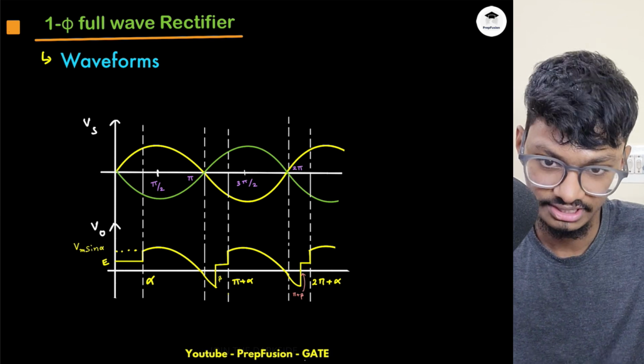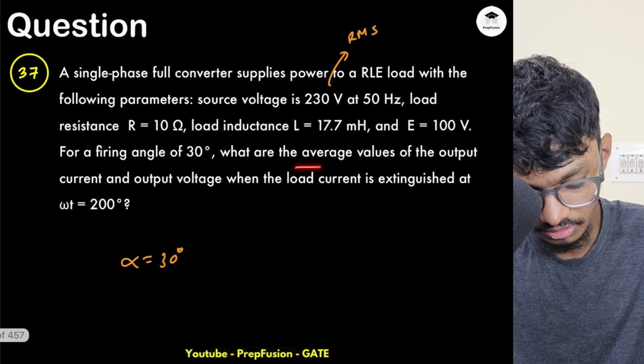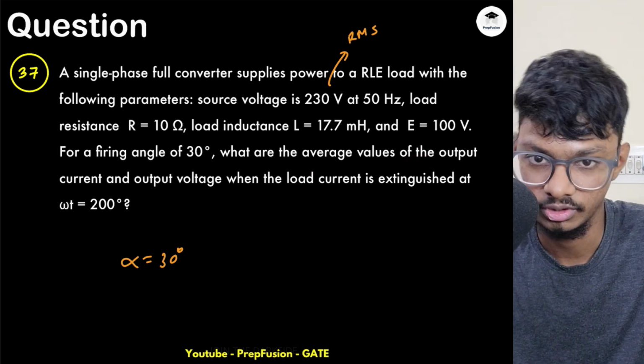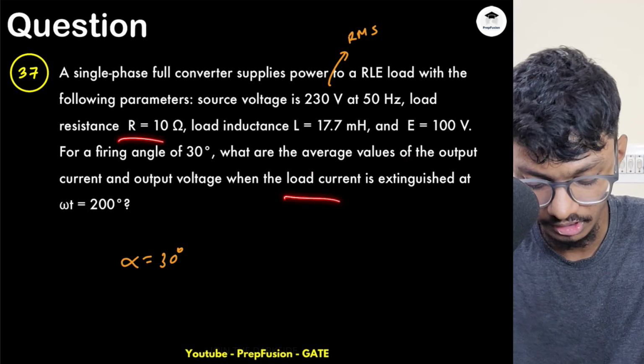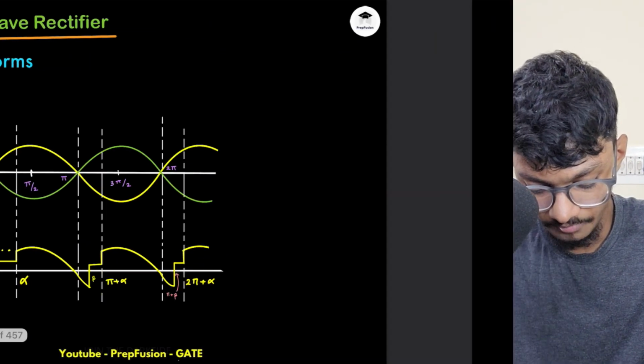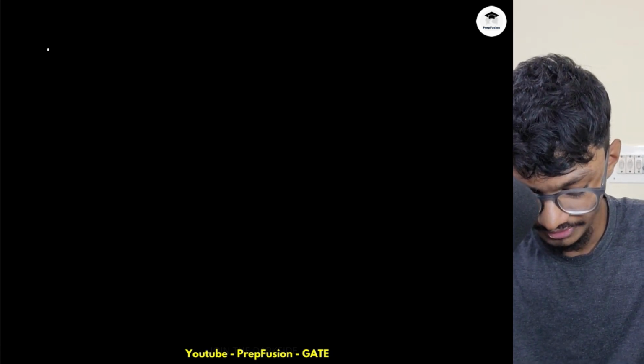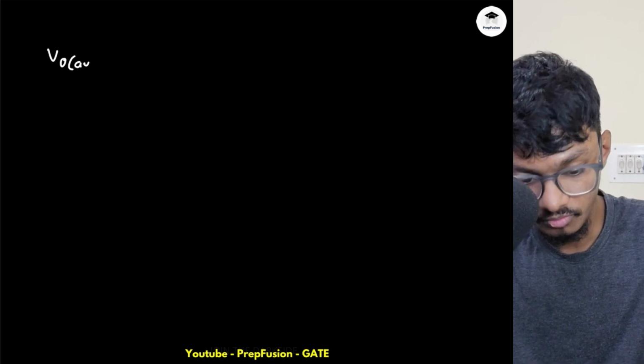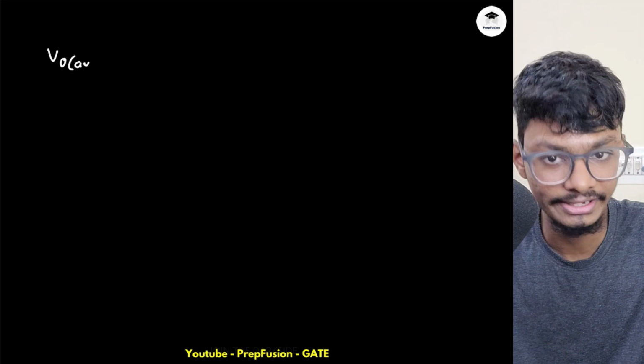So what are they asking? They are asking us the average values of voltage and current. If I find out the average value of voltage, I will be able to simply compute the average value of current as well, because I know R, I know E. So what I can do is simply find out the VO average. What will be VO average? If you remember the formula, well, but let's say I don't remember the formula.